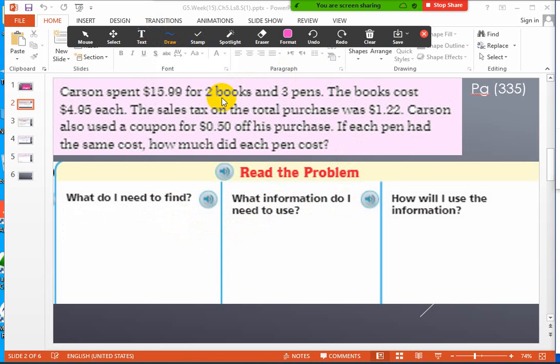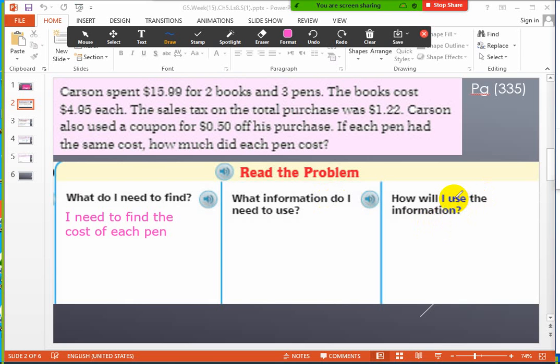Information, as I said before, means the numbers in the problem. So information is the numbers in the problem. Stop typing, girls. Okay, Ghuzlan, stop typing. What information do I need to use?